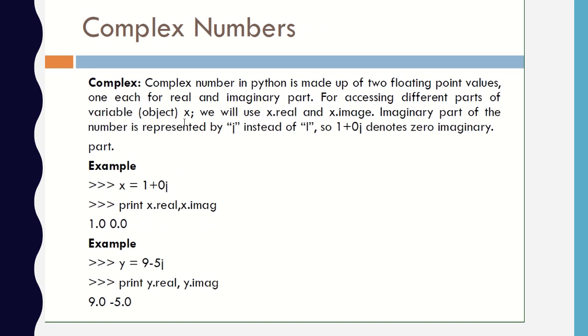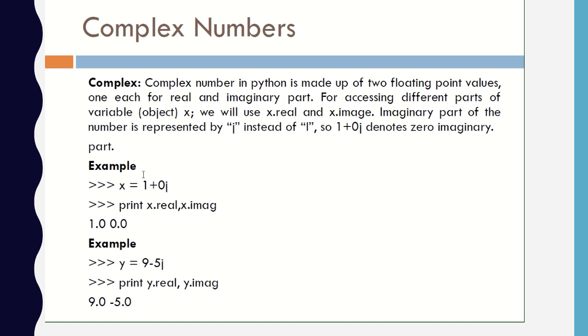Next, complex number. What do you mean by complex number? A complex number in Python is made up of two floating point values, one each for the real and imaginary part. For accessing different parts of a variable object x, we will use x.real and x.imag. The imaginary part of the number is represented by j, small j. So 1 plus 0j denotes a 0 imaginary part.